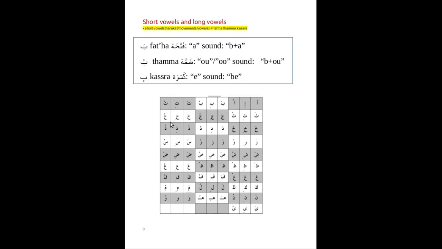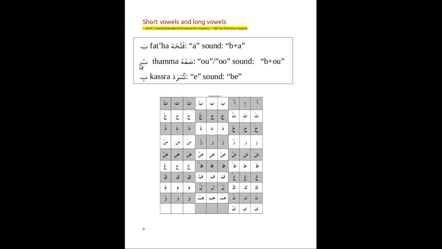Let's move on. So short vowels and long vowels. Let's move to the vowels. We've talked about vowels, but not in detail. We actually have two types of vowels, either short or long vowels. And they're very simple. If you see a vowel on top, this is for example the B letter. The basic sound of B is B, B, B. So the vowel on top that you see is the sound of A. So B plus A is ba.